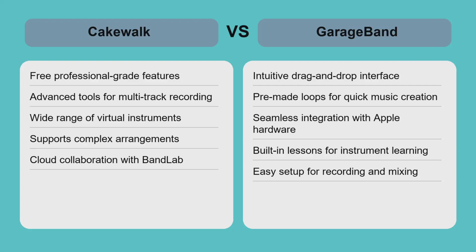Comparing Cakewalk and GarageBand highlights key trade-offs. Cakewalk excels in professional features and customization, but demands more technical knowledge and Windows hardware. It suits users ready to invest time in learning and producing complex projects.